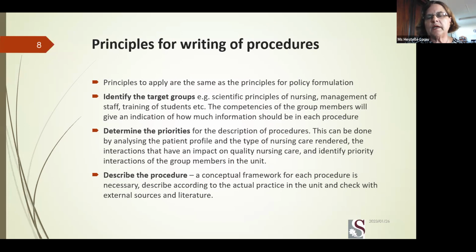Then describe the procedure. A conceptual framework for each procedure is necessary. Describe it according to the actual practice in the unit, and check with external sources and literature. So external resources are important. I keep on coming back to that. And then the literature, and I want to add legislation, that you have to build into the SOP, because that is important. You can't ignore the legislation.